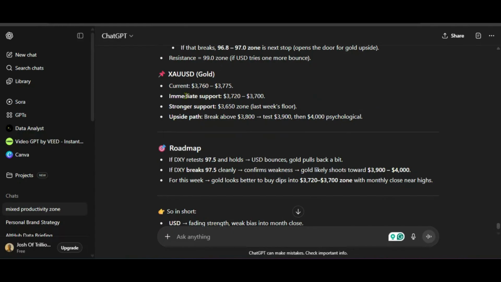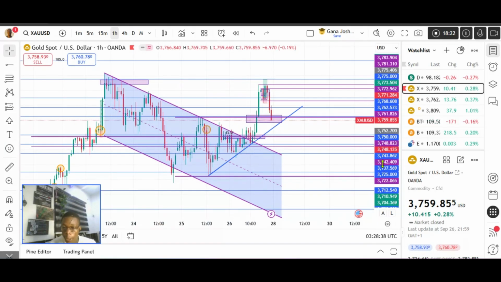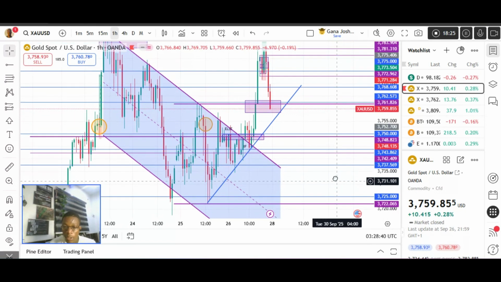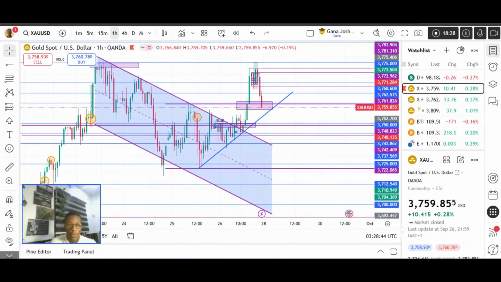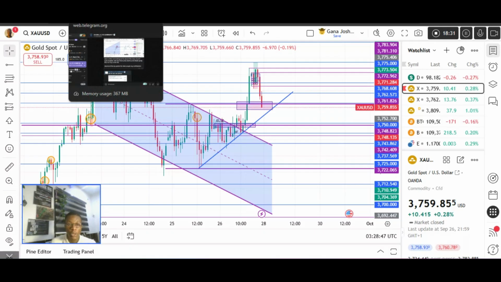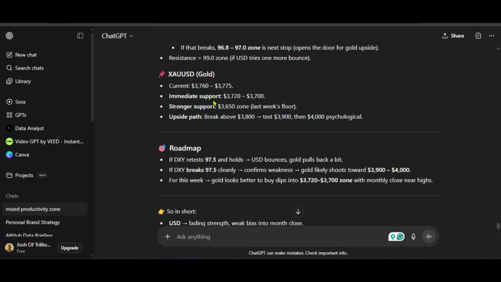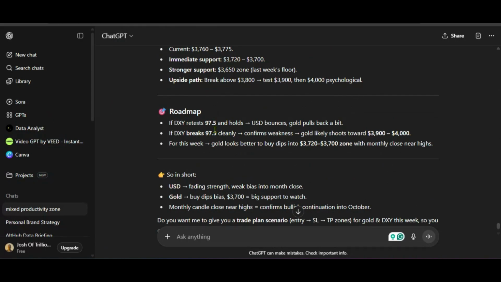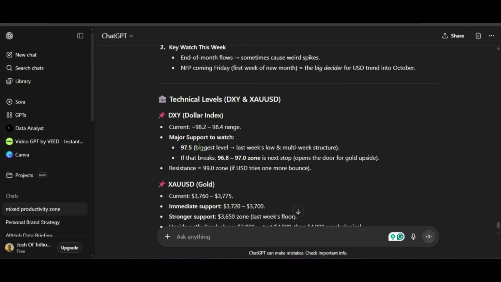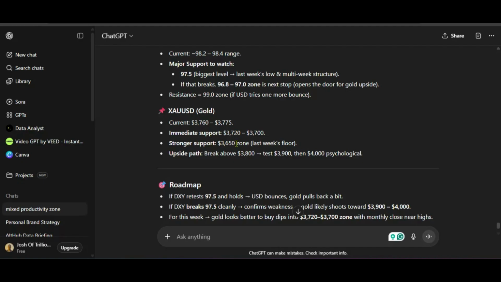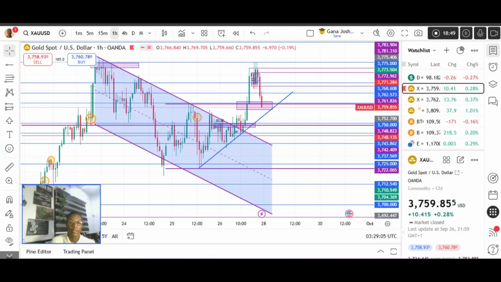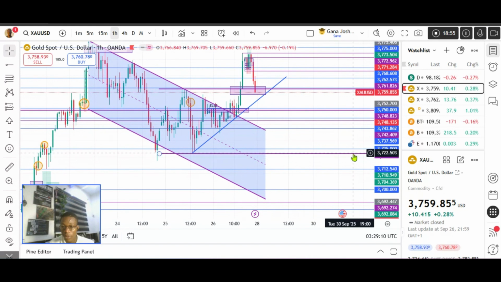So like right now, it's telling me immediate support is looking at 3,720, 3,700. It's saying worst case scenario for possible support, price comes down, it's looking at it to test 3,650, 3,700, 3,720, 3,600. 3,720 is around this zone first.